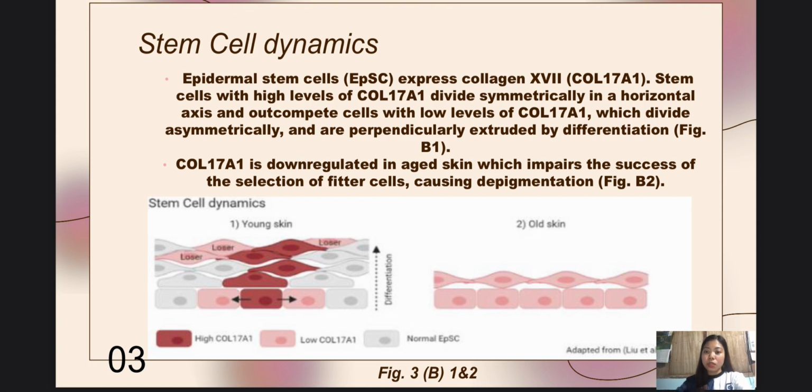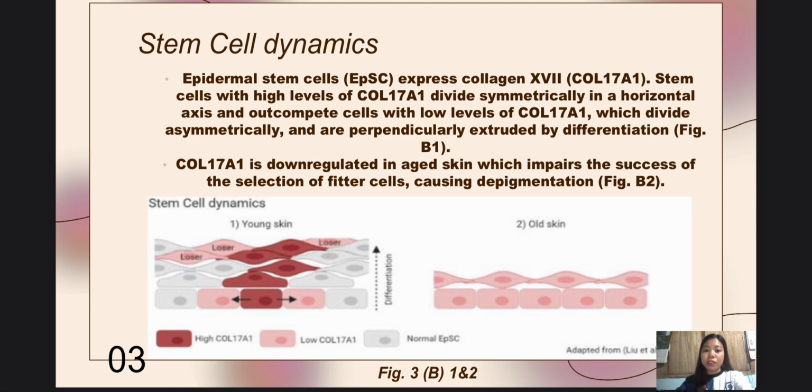Next are the results on stem cell dynamics. Up to date, there is only one report highlighting the importance of CC in the selection of the fetal stem cells during aging, as shown in figure 3b.